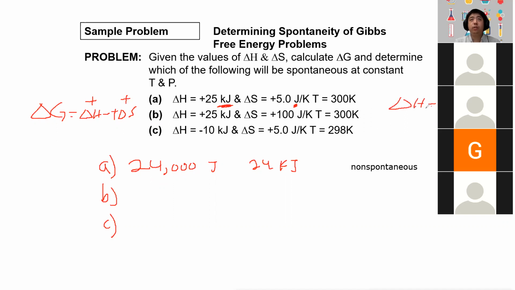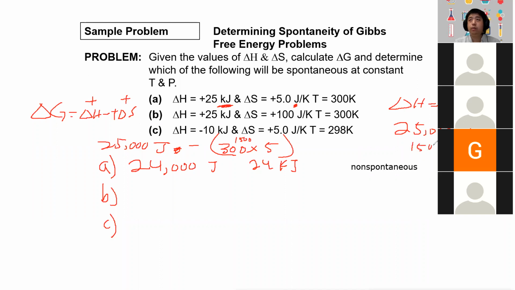For delta H, why don't I change that into kilojoules? Oh, sorry, into joules. So this is essentially 25,000 joules. Okay, I am going to subtract 25,000 joules from something. That something is going to be the temperature, which is 300 times the delta S. The delta S happens to be 5. So what does this come out to? This is about 1,500, okay?